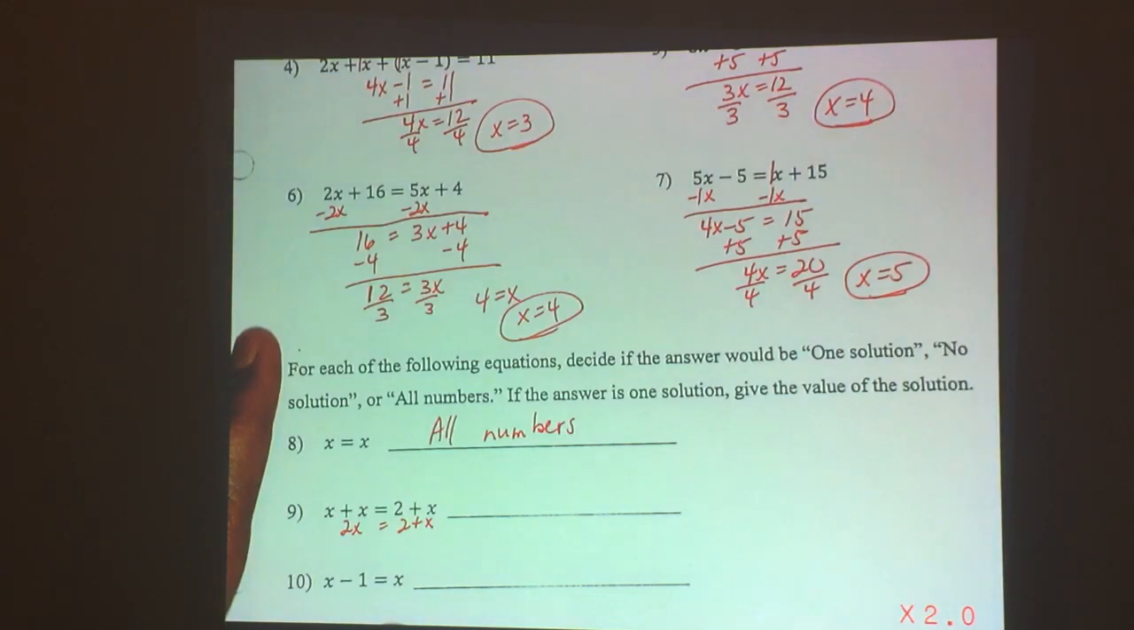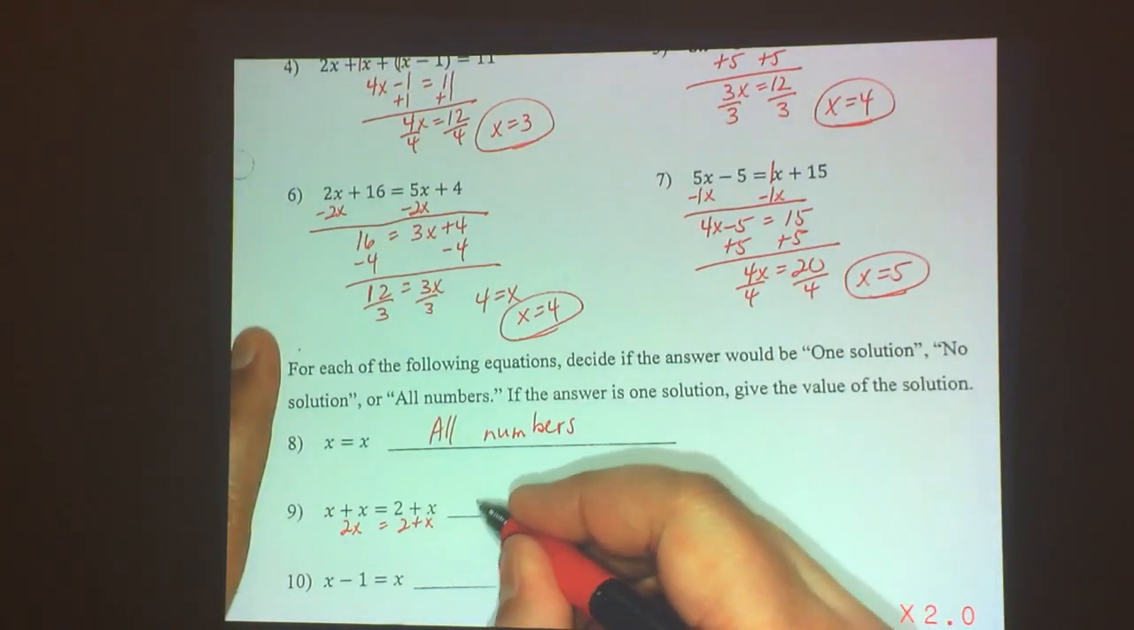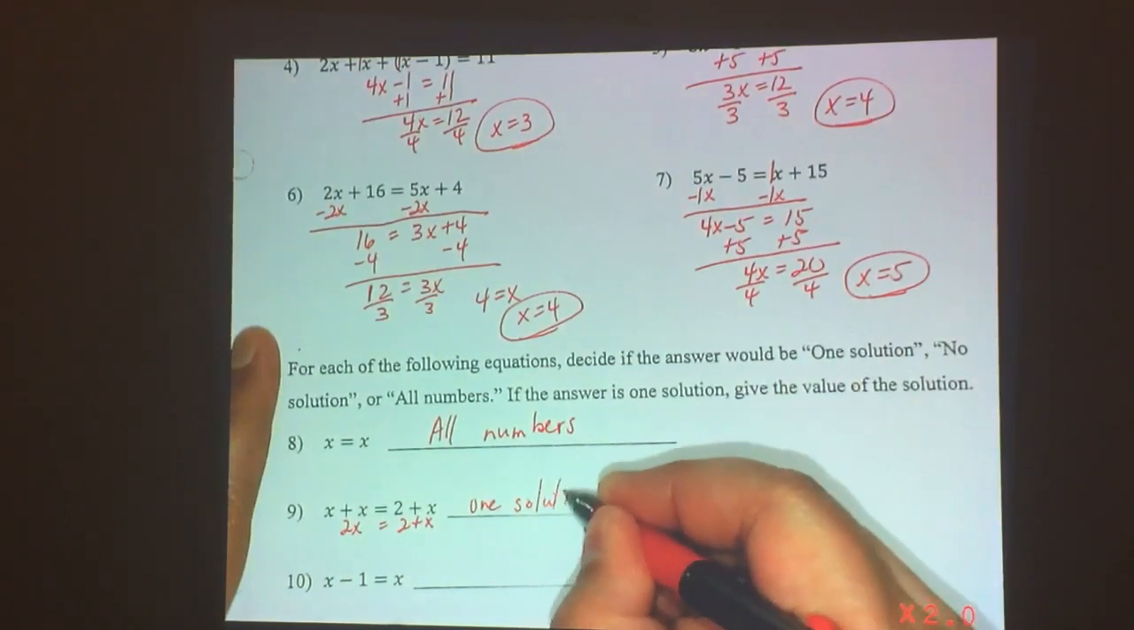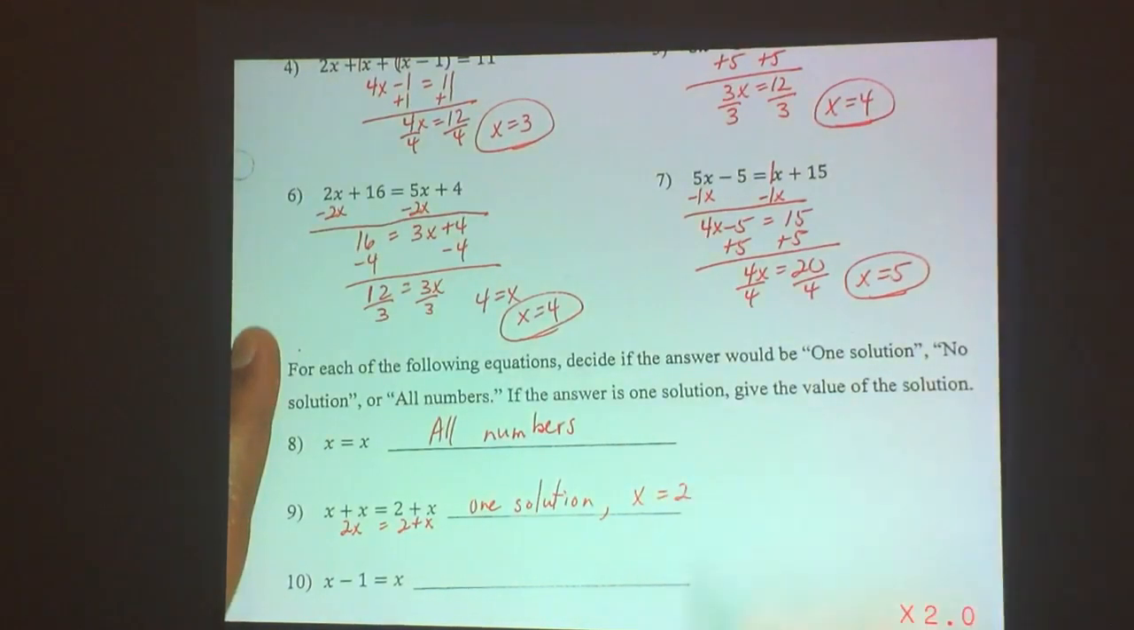Okay, this was from our in classes. Anybody, you want to dig out your in class and look? That's cheating, but that's okay. So we're going to say there is 1 solution, and that solution is x equals 2.